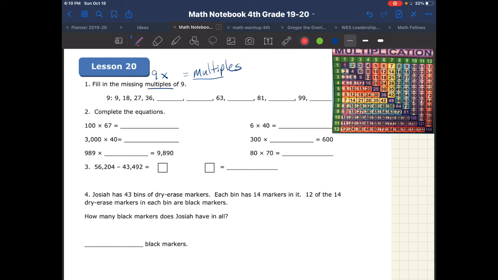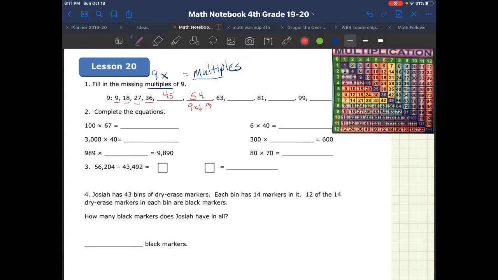18, 27, right? 9, 18, 27. It's the same, right? 36, the next one is 45. After 45 is 54, because 54 is 9 times 6. 9 times 6 is 54. I'm just going to write that there. 9 times 6 equals 54.